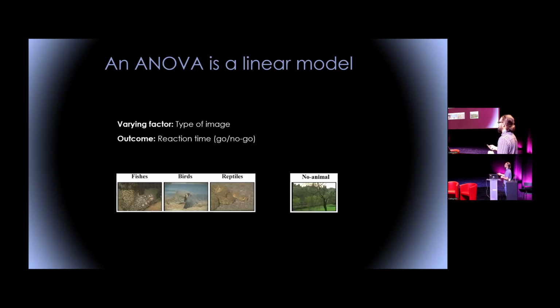In this experiment, we also had different types of image. We had fish, birds, reptiles, and of course, no animals. So for example, is the reaction time different for fish, birds, and reptiles? When you see a snake, you tend to respond a little faster for obvious reasons.